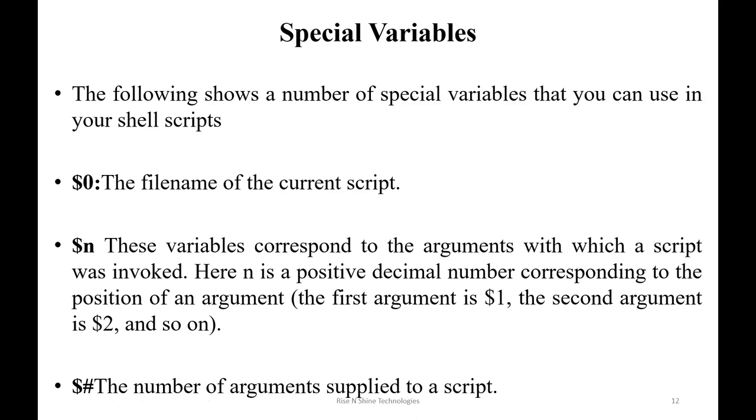Maybe whenever you are invoking the script, sometimes we use only the IP address. That is only one argument. Maybe sometimes we use IP address, username, and password. Three arguments. So how do you know dynamically how many arguments have been passed? That is $#, which represents the number of arguments supplied to a script.